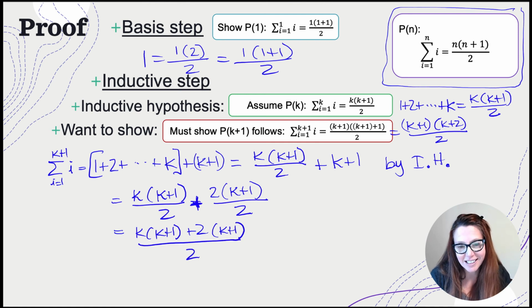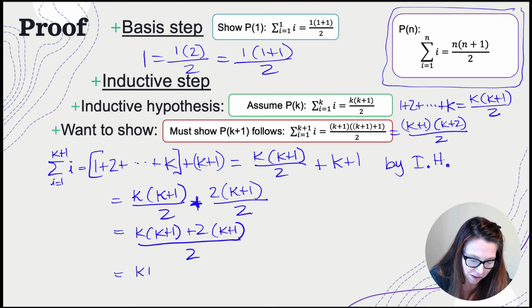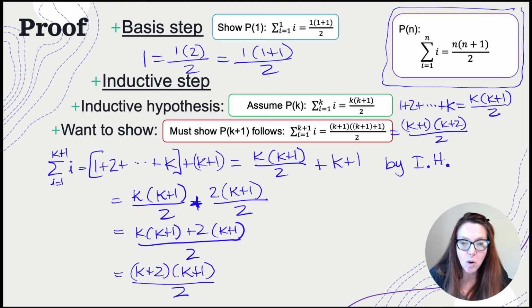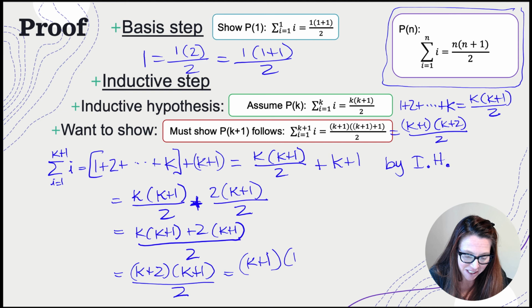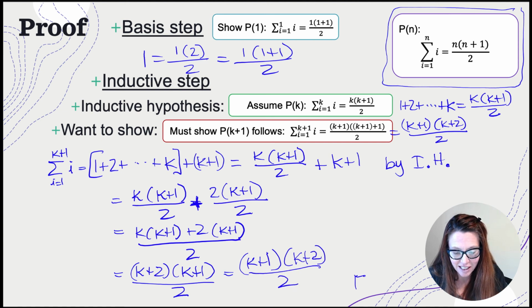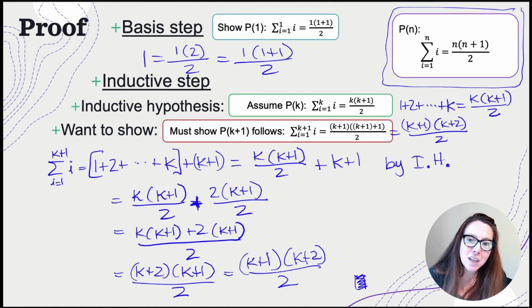And I can pull that together, right? So I see that I've got k plus 1 as a common factor, so this all becomes k plus 2 times k plus 1 all over 2. And while the order is different, we know that that's the same as k plus 1 times k plus 2 over 2. And that's the end of our proof. We've shown that if P of k is true, then P of k plus 1 must follow.